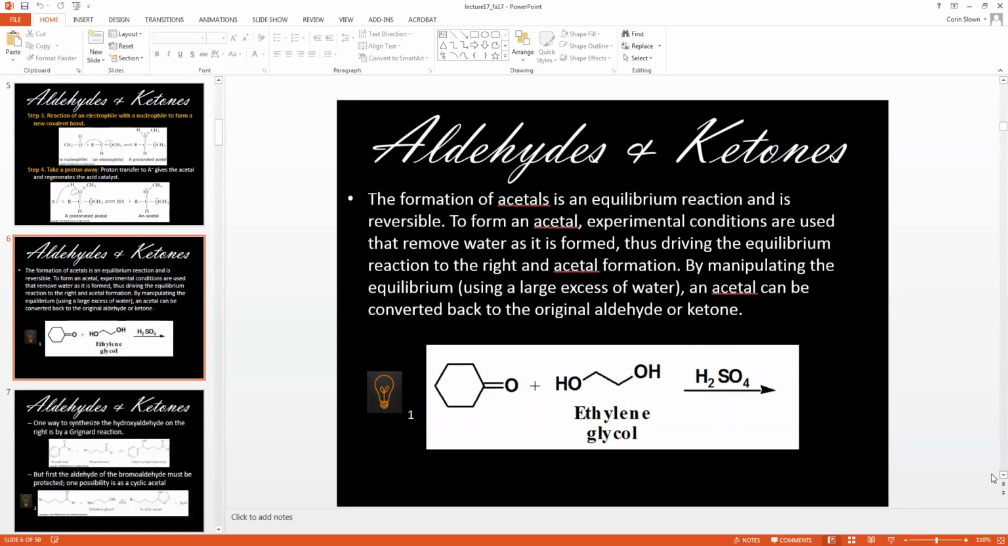The formation of acetals is an equilibrium reaction and is reversible. So to form an acetal, experimental conditions are used that remove water as it's formed, thus driving the equilibrium reaction to the right and generating acetals. By manipulating the equilibrium, if we use a large excess of water, then we can convert the acetal back to the original aldehyde or ketone.